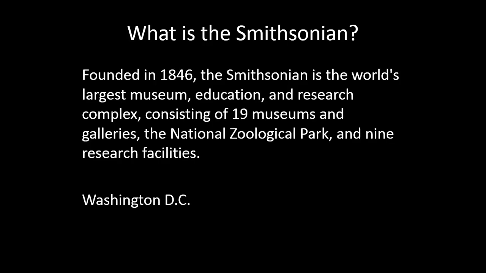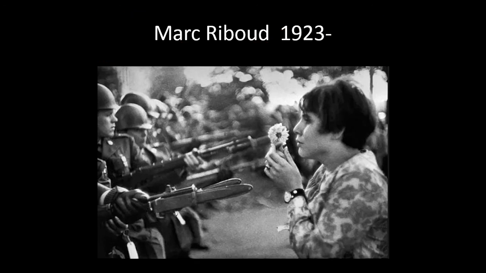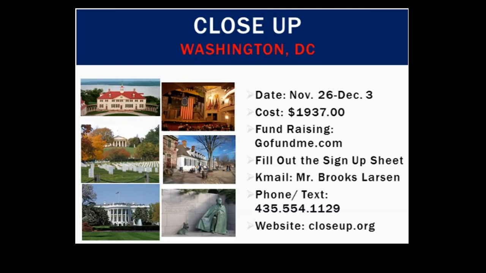So be really careful. For those of you who don't know what the Smithsonian is, it was founded in 1846. It's in Washington, D.C., and it is the world's largest museum, education, and research complex. It has 19 museums and galleries, the National Zoological Park, and 9 research facilities. So, obviously, the Smithsonian is going to be the more reliable source, and so I'm going to go with Mark Riboud for this photograph of Flower Child.